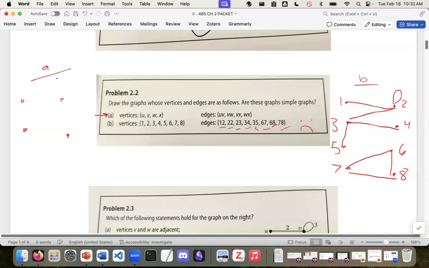And so for A, thank you. That's great. We've got U, V, W, and X. U goes to V, V goes to X, W goes to X, and V and W. And it is simple. Awesome. Make sense so far? Cool.